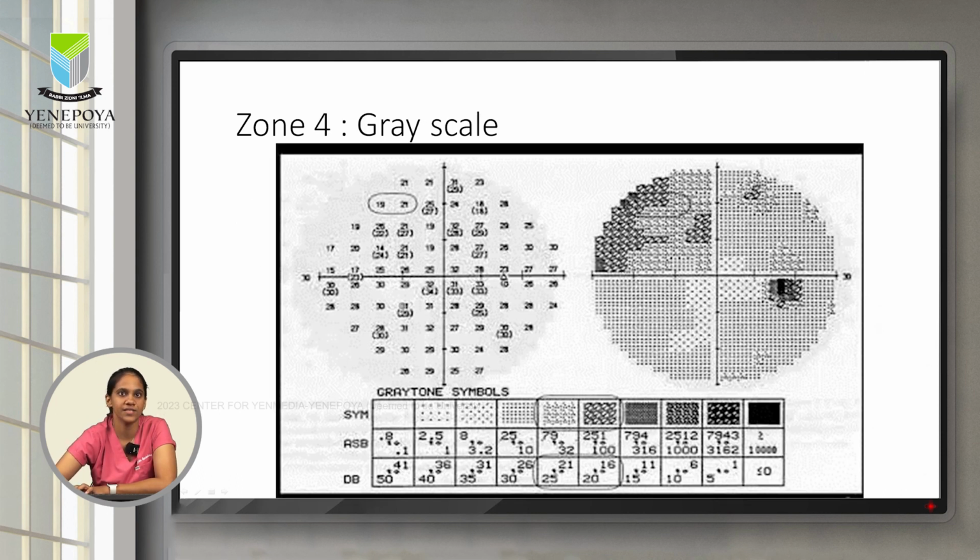This same value is converted into grayscale. The grayscale is important because it gives a gross idea of what is happening and what to expect in this patient, and it is always easier to explain to the patient. You can't show numbers to the patient and expect them to understand. This one is easier to explain to the patient, that is why we use this, and this is the conversion.